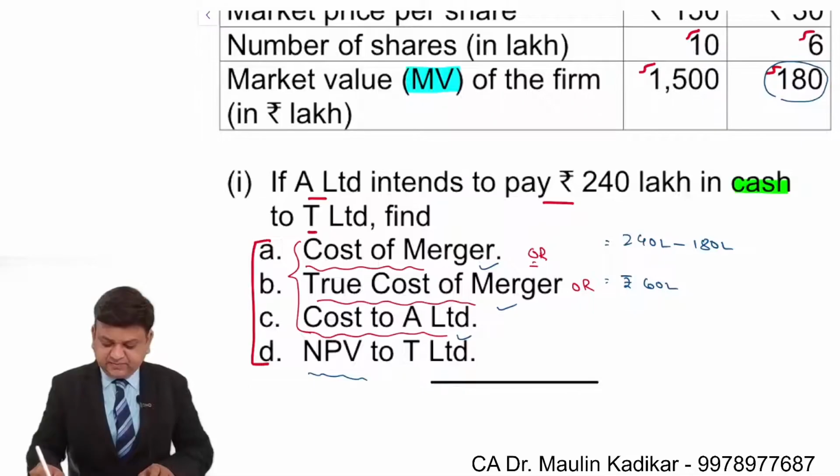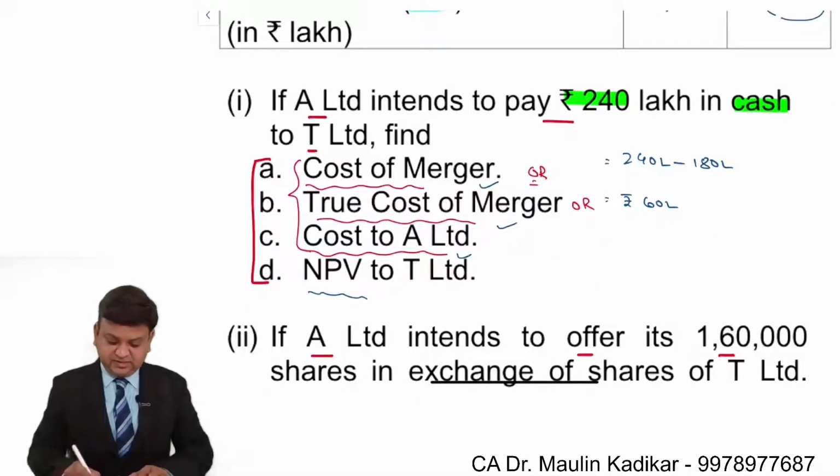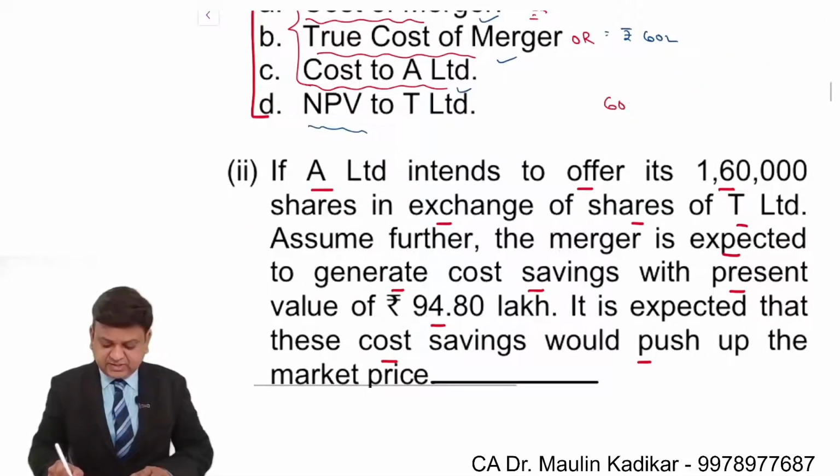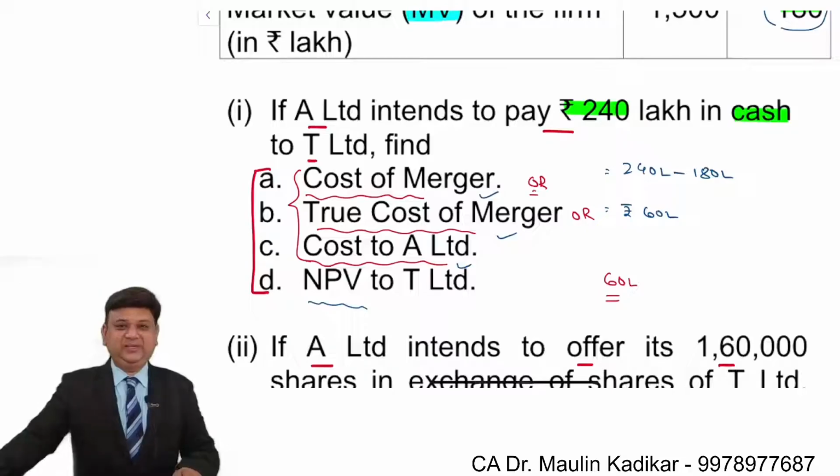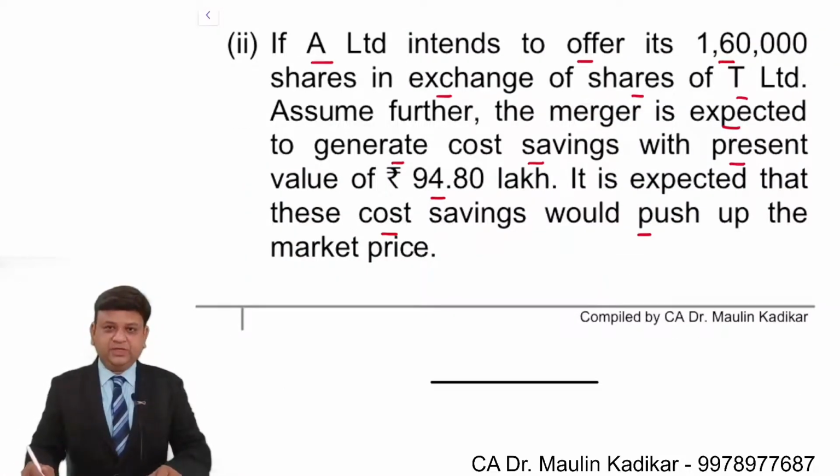That is what we understand. The target company has its independent value of 180 lakhs and it is getting a consideration of 240 lakhs. So what is the amount of the excess consideration that it is able to receive? 60 lakhs. And that is considered to be the NPV to the target company. Now proceeding further, we are writing the answer slightly later on. First of all, let us have understanding of the question.